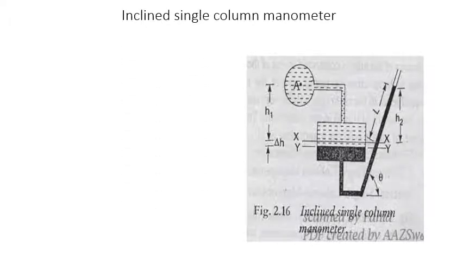Next one, inclined single column manometer. The previous one is the vertical single column manometer. In case the column is placed at a certain angle theta, that is called an inclined single column manometer. The other arrangements are similar to the vertical column manometer.